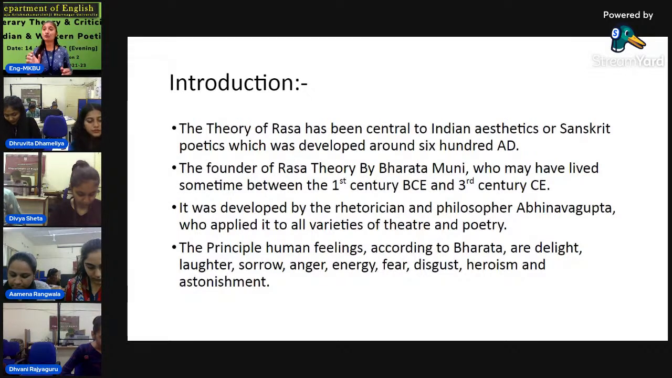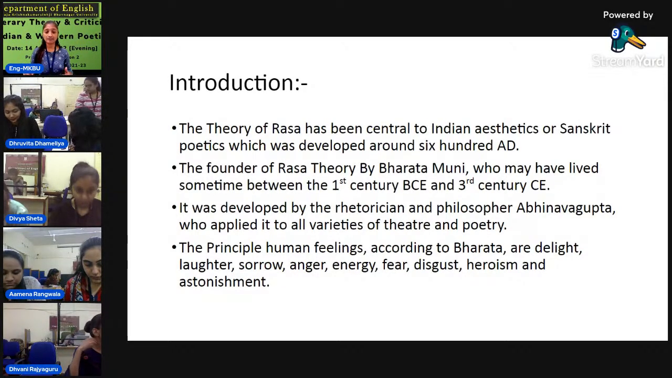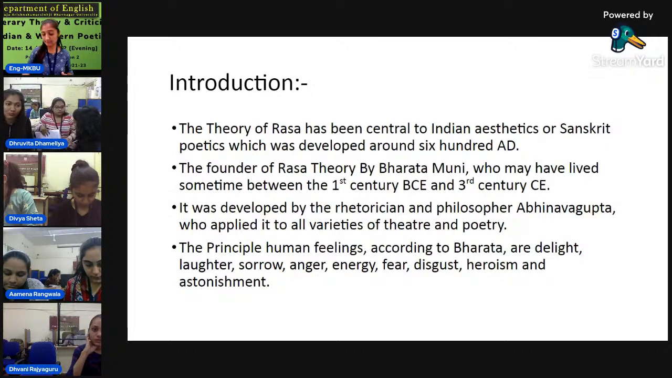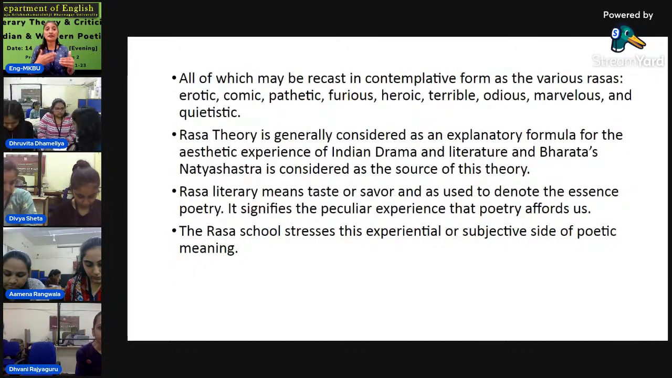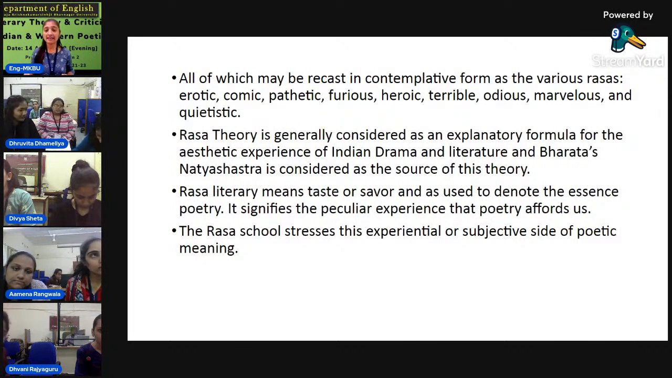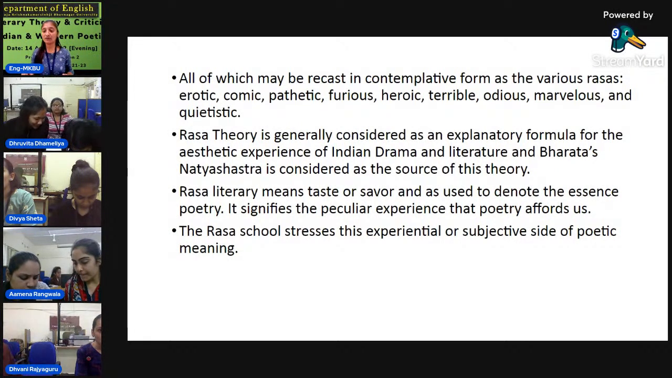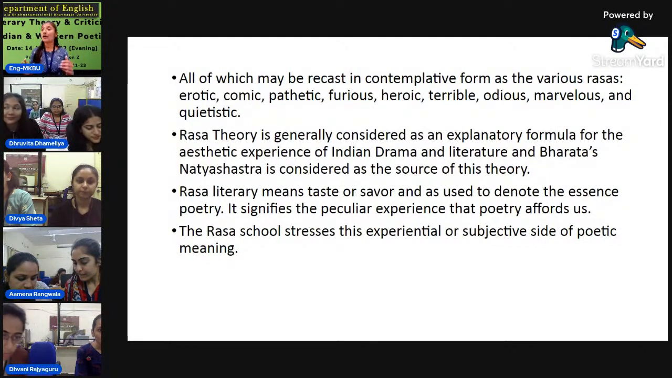The principle of human feeling, according to Bharat Muni, he also developed the nine types of feelings and nine types of rasa. The feelings are delight, laughter, sorrow, anger, energy, fear, disgust, heroism, and astonishment. And all are contemporary. We see these various rasas by the names erotic, comic, pathetic, furious, heroic, terrible, odious, marvelous, and quietistic.